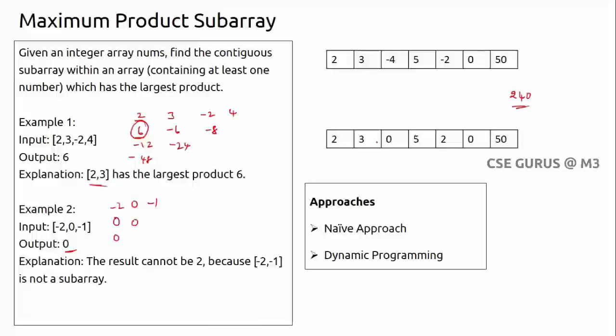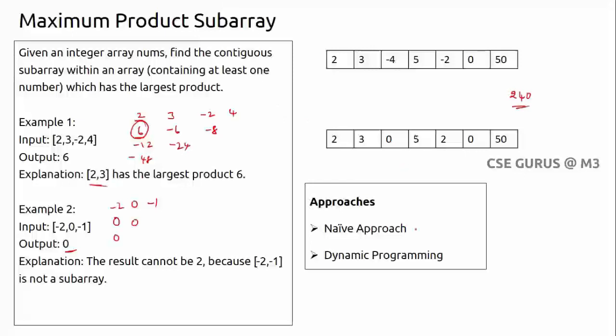So what I mean to say is, you cannot get the product from 3, 0, 5 as a subarray. You will never include 0 anywhere in the subarray in order to get the maximum value, unless 0 itself is the maximum value. Anyway, we will see how we can solve everything.